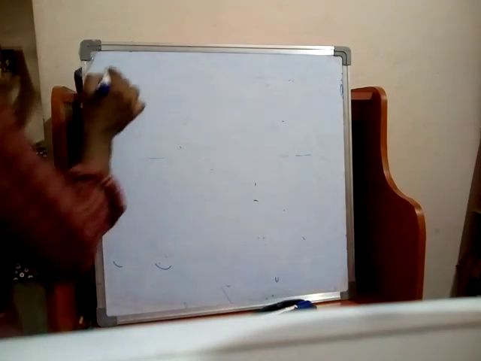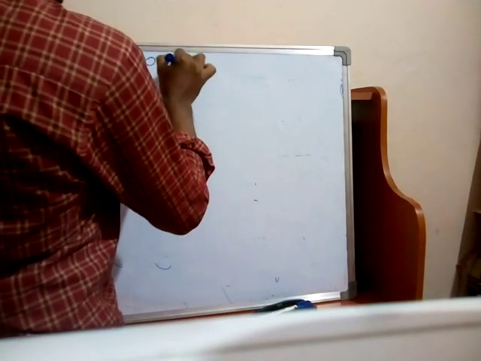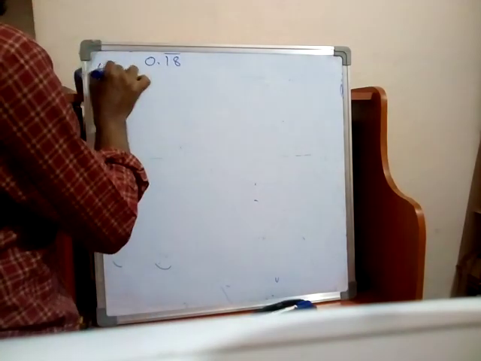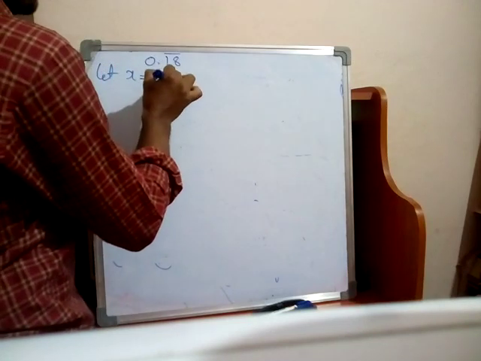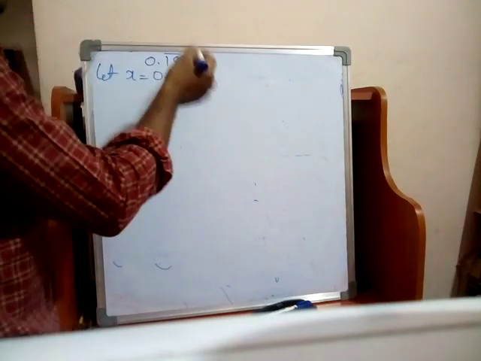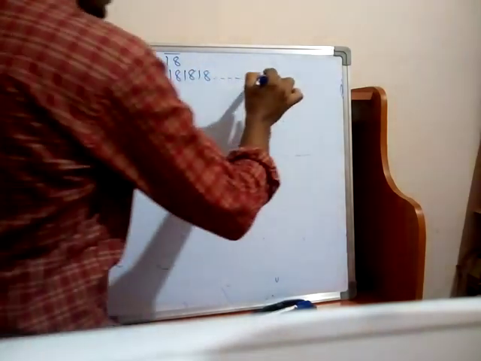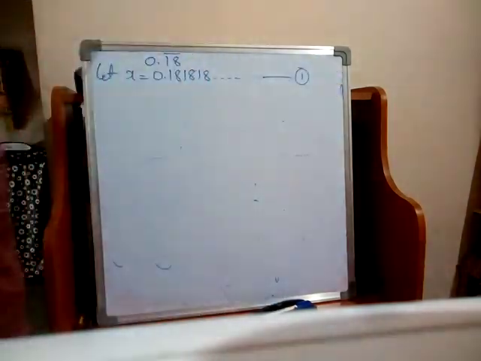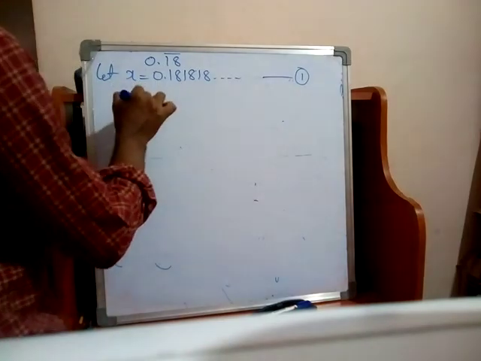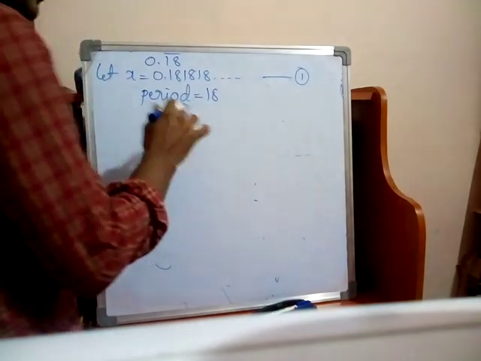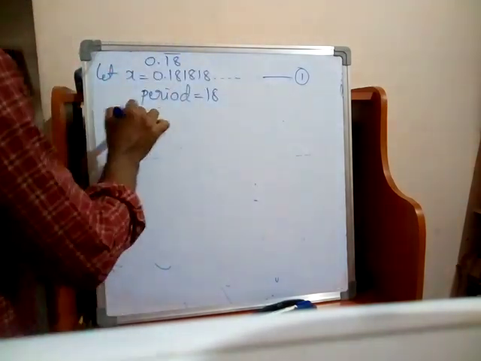0.18 bar, like this is given. Okay, so let us assume that x is equal to 0.1818 continuing like this if you remove the bar. This is considered the first equation. Now here what is the period? The period is 18. 18, 18, 18 like this repeated.